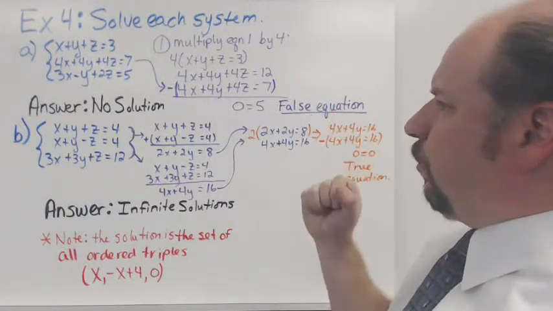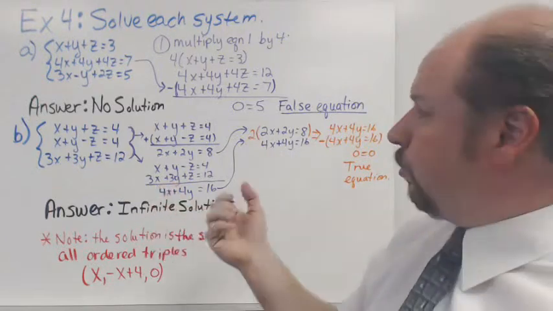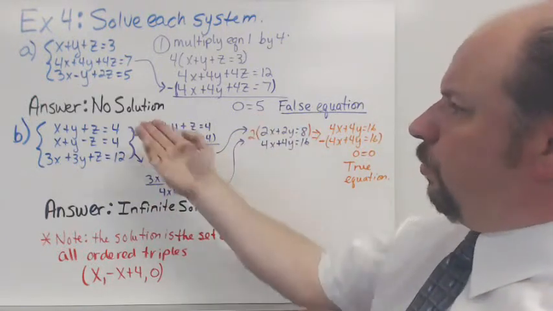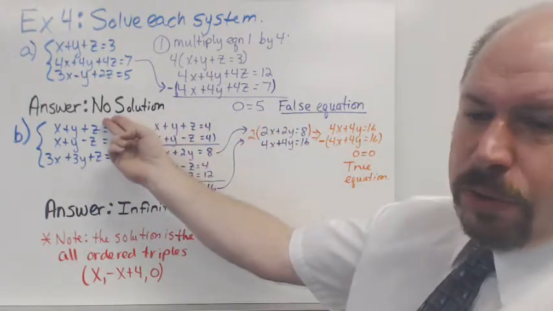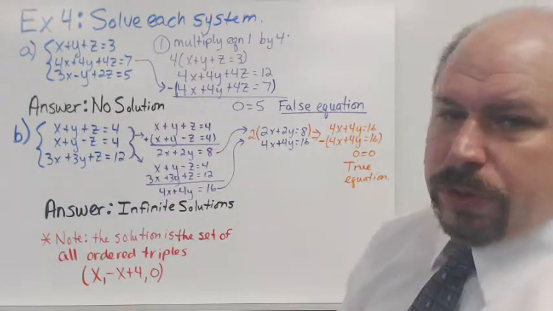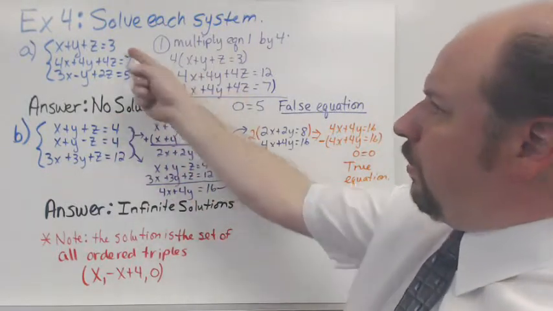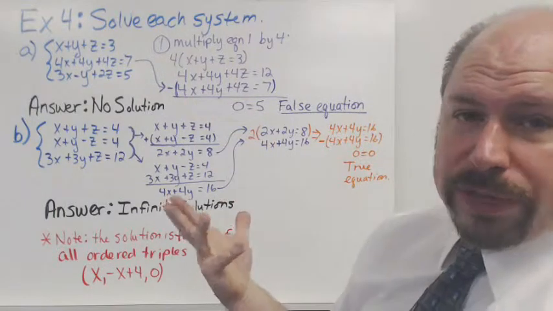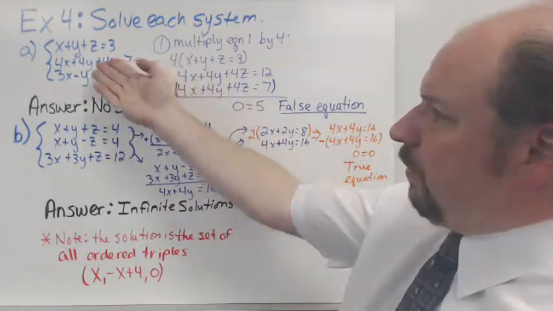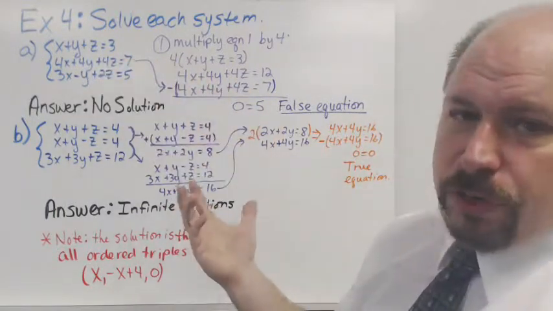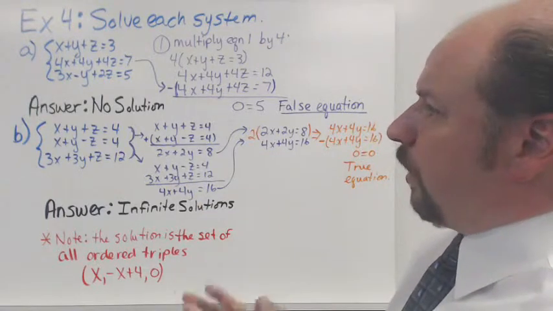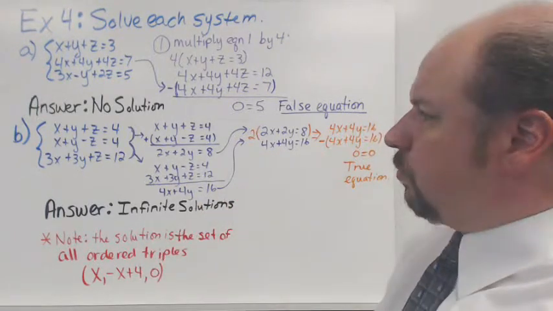Well, that's a false equation. We know that that's not true. So this is a case where we have no solution. These are actually parallel planes because they wouldn't cross. So since those two planes are parallel, there cannot be a solution.